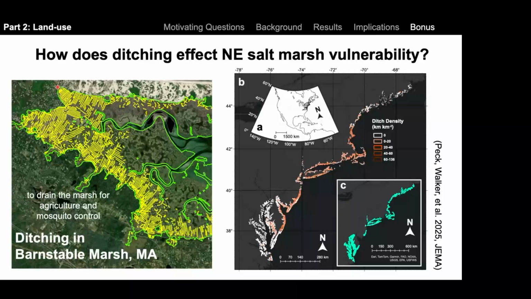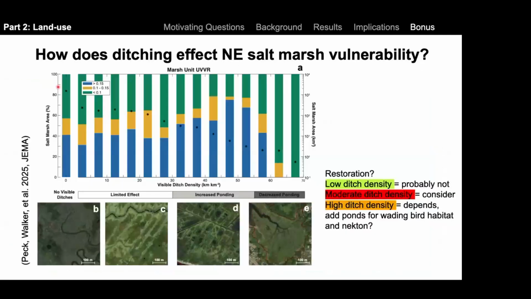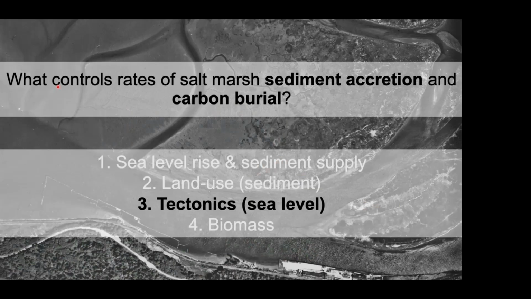Okay, the bonus chapter here is related to the impact of ditches, another form of anthropogenic activity in salt marshes. So I hand digitized ditches in all the salt marshes from Maine to Virginia to see if they actually impacted the vulnerability of salt marshes. And the answer is sometimes. So I can talk about that if anyone's interested later.